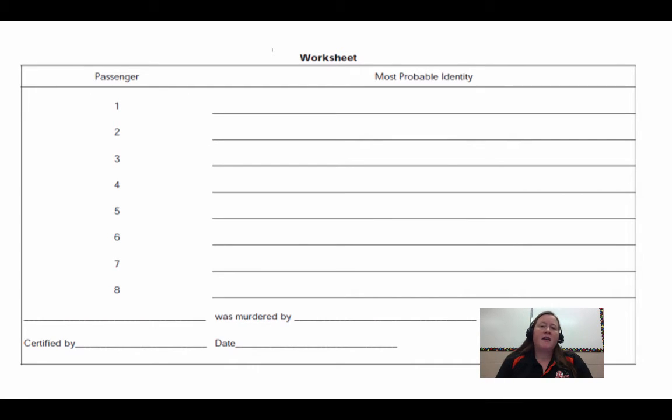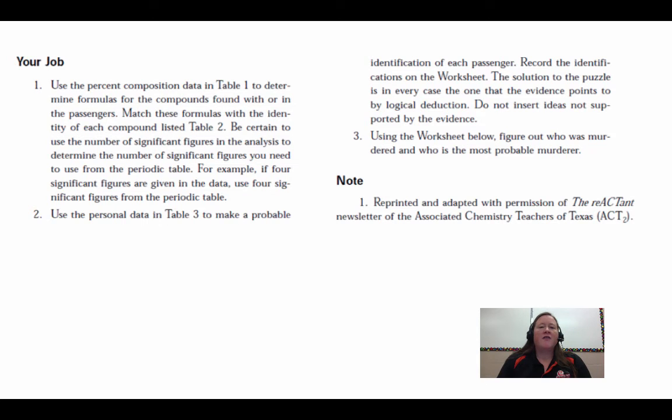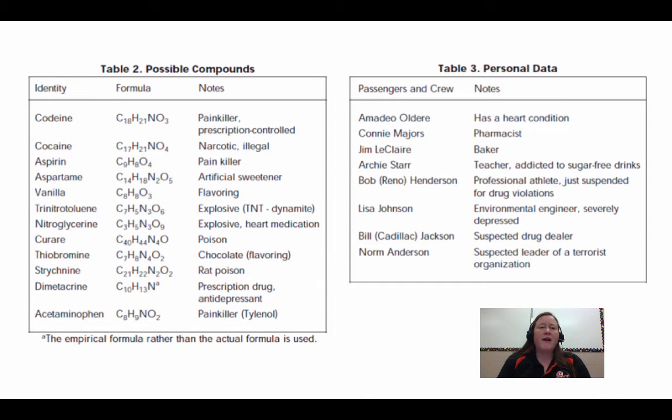On the worksheet that you will be given, which can be found on the top central desk in my classroom, there's a list of the passengers and the most probable identity. Also, the possible compounds that these passengers may have had either in their blood or on their pockets are included. Codeine, cocaine, aspirin, aspartame, vanilla. Sorry. And the list goes on.